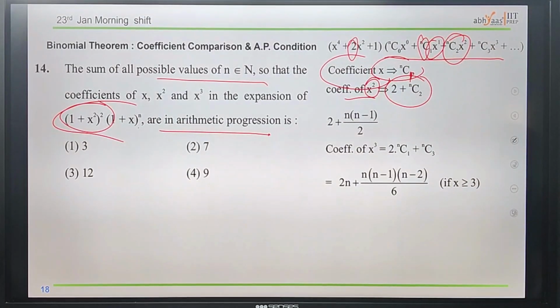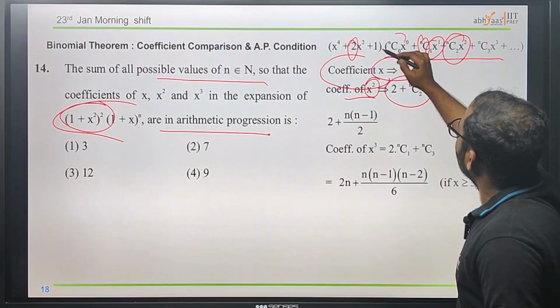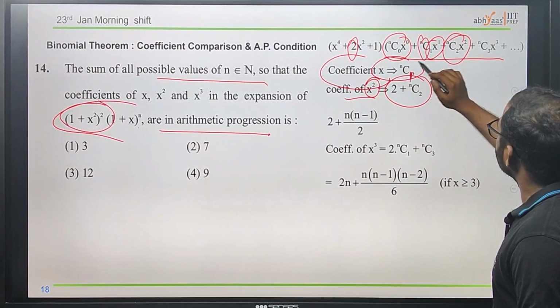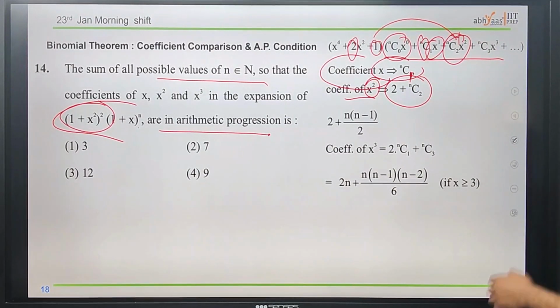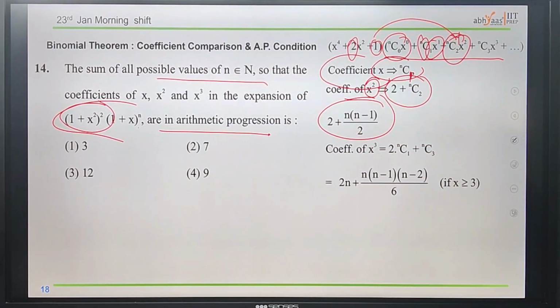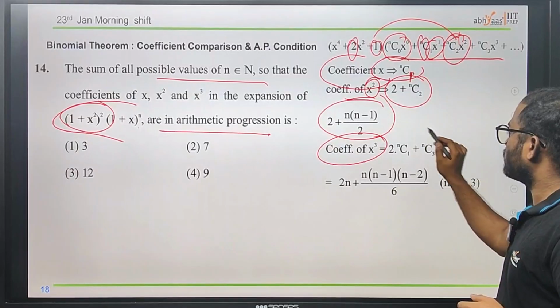I hope you understood. We will have x square as we multiply this one and also multiply this one. I hope you understood. Now we got the coefficient of x square as 2 plus n into (n minus 1) by 2. From this situation, now we have to find the x cube coefficient.